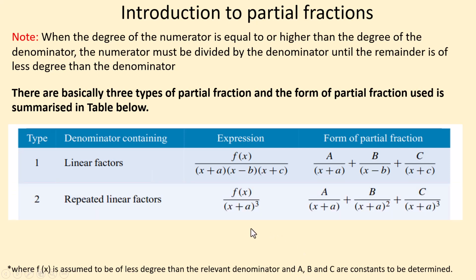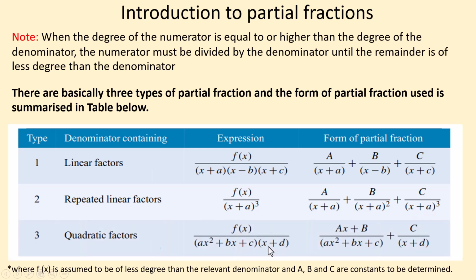For the second factor, which is a repeated linear factor, in the denominator we have (x plus a) to the power 3. Why do we call this a repeated linear factor? Because (x plus a) to the power 3 equals (x plus a) times (x plus a) times (x plus a). And so its partial fraction is a over (x plus a) plus b over (x plus a) squared plus c over (x plus a) cubed.